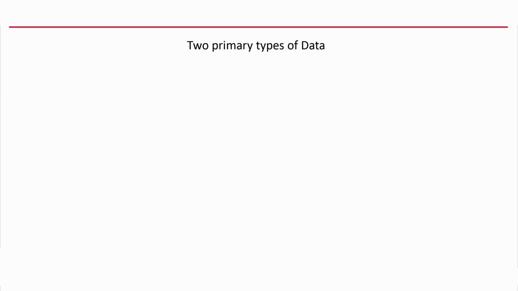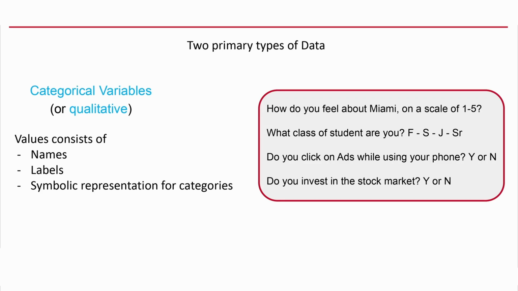So I want to talk about the different types of data that we're going to work with in this course. There are many more than these two types, but quite often we use these two bins to separate the different types that you'll see most often. The first type is called categorical or qualitative. This is data that consists of names, labels, or symbolic representations for categories. Now, I named that last one real specifically, and I'll tell you here in a few slides why.